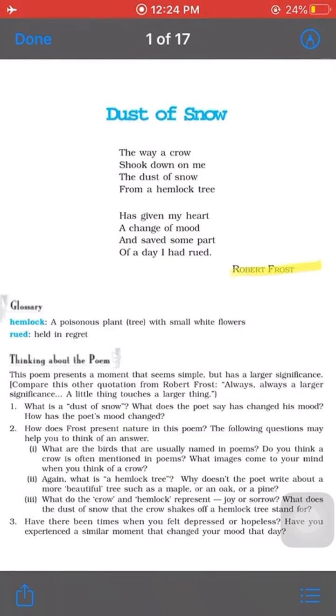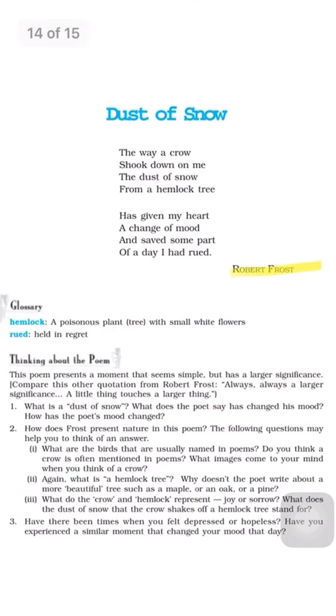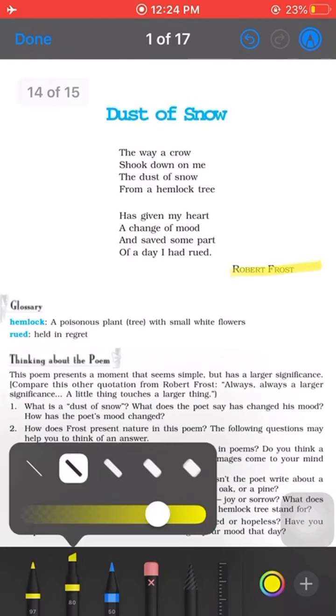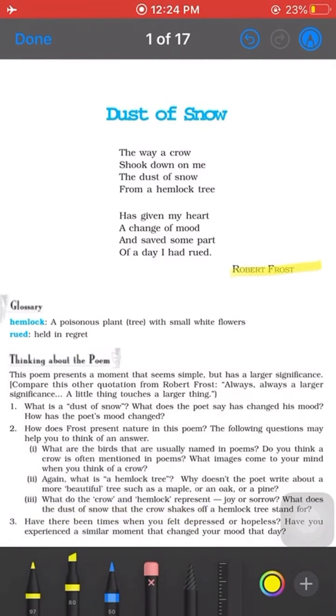The way a crow shook down on me the dust of snow from a hemlock tree. Now in these lines what the poet says, that he was standing beside a hemlock tree. Now what is a hemlock tree? As you will go to the glossary, a hemlock tree is a poisonous tree with small white flowers. Hemlock tree. And the other keyword is crow.